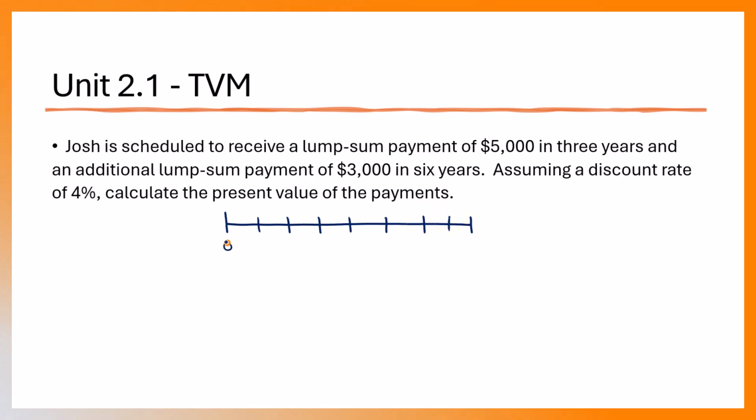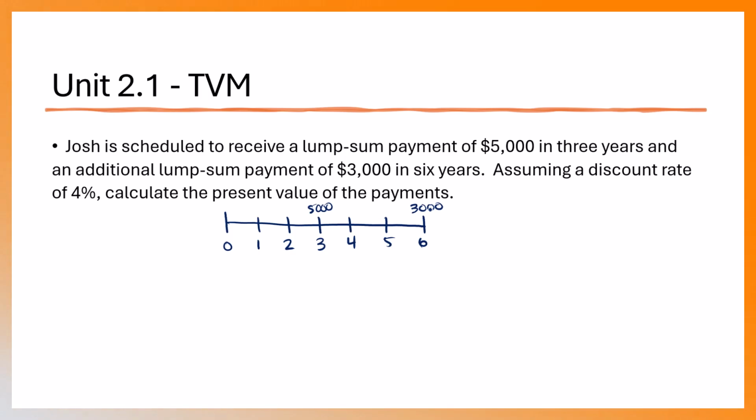I think I have too many ticks on the timeline. That's okay. Yeah, we only need to go out to 6 years. So here's my timeline. He's going to receive $5,000 at time 3. He's going to receive $3,000 at time 6.